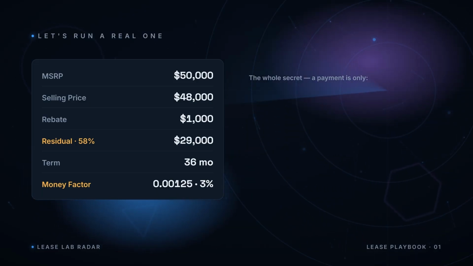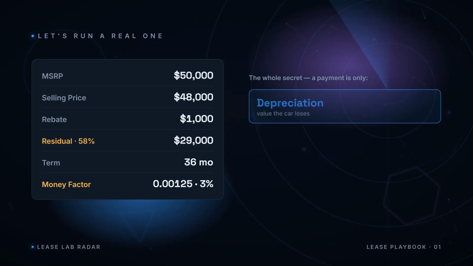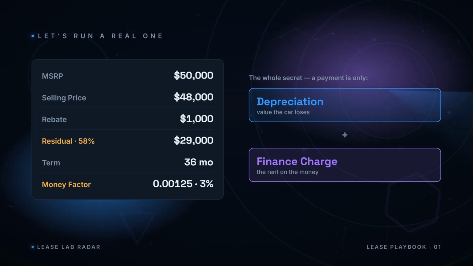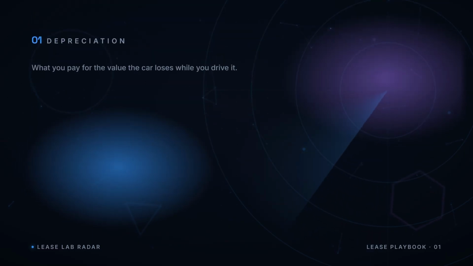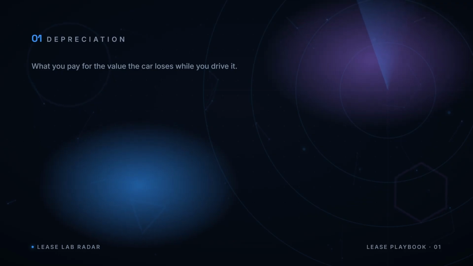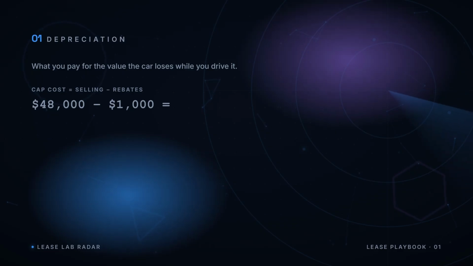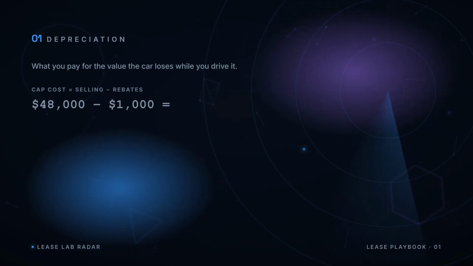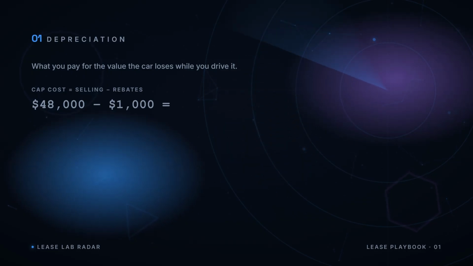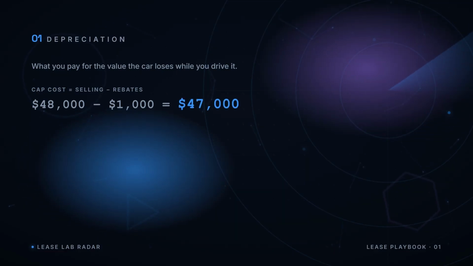A lease payment is only 2 things added together. Depreciation and a finance charge. Get those 2, add them, done. Let's grab the first one. Depreciation. This is you paying for the value the car loses while you drive it. One quick setup number first, the cap cost. That is what you're actually financing. Selling price minus rebates minus any down payment. $48,000 minus the $1,000 rebate, cap cost is $47,000.